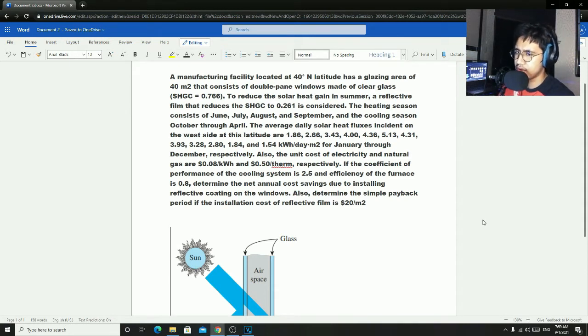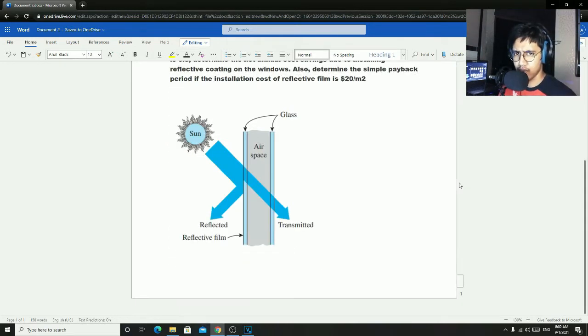If the coefficient of performance of the cooling system is 2.5 and the efficiency of the furnace is 0.8, determine the net annual cost saving due to installing reflective coating on the windows. Also determine the simple payback period if the installation cost of the reflective film is $20 per square meter. Now we have two things to find out here. If you are wondering, this is what the situation looks like.